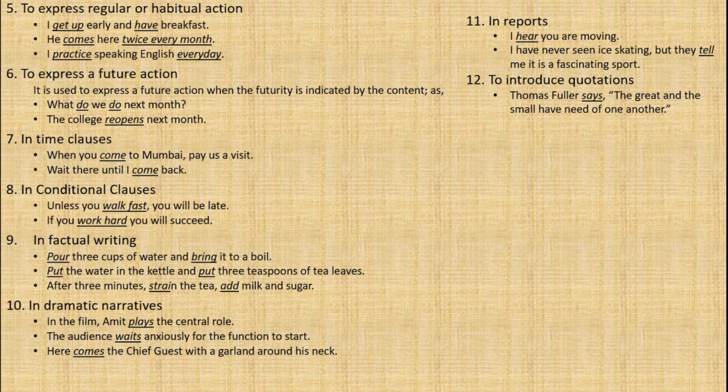Number 6. To express a future action. This tense is used to express a future action when the futurity is indicated by the context. Alright, so let's see the example. What do we do next month? So we don't know about the future, but we are discussing it at the moment. So that is why, what do we do next month. So the do becomes the simple present tense.